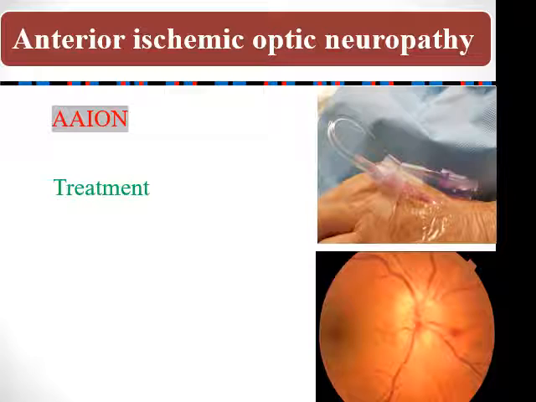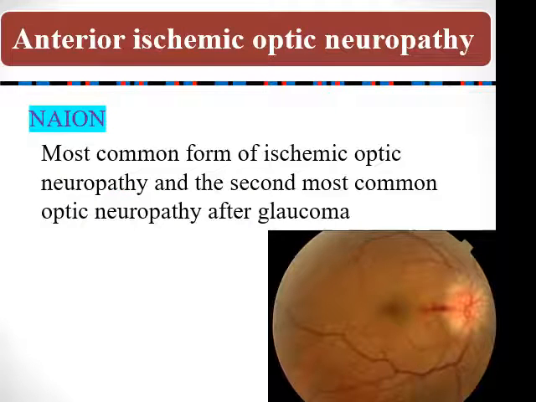However, early administration of steroids may lead to partial recovery of the vision. Non-arthritic anterior ischemic optic neuropathy is more common. It is the most common form of ischemic optic neuropathy and the second most common optic neuropathy after glaucoma.